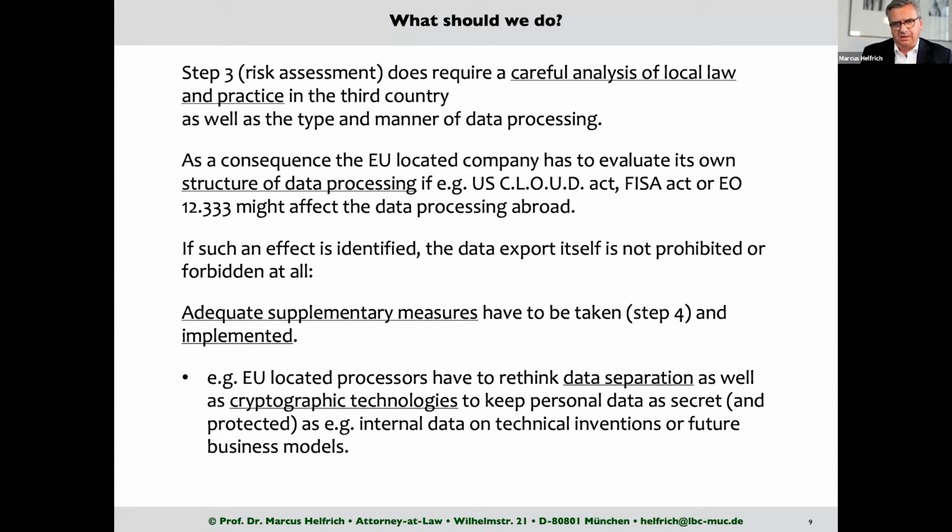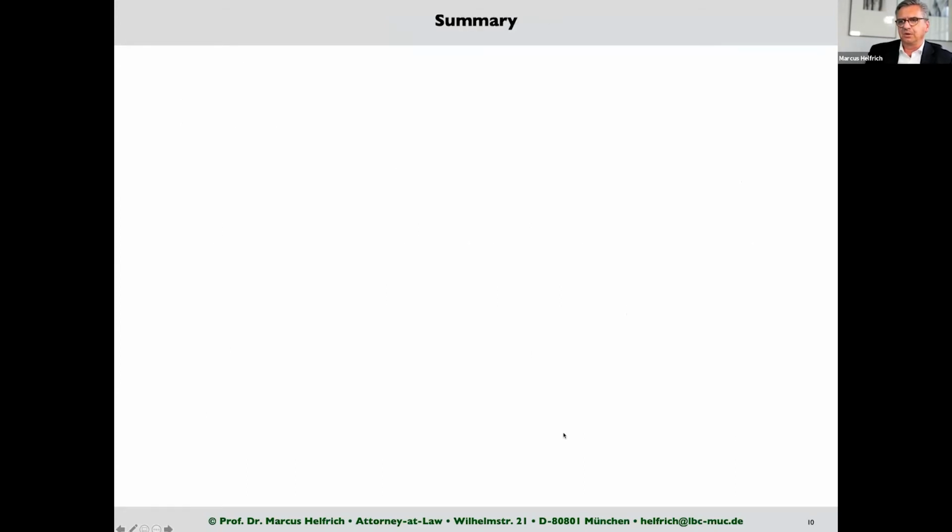So the thinking is that we should handle privacy matters and personal data in the same way we might handle inventions, technological assets, or papers dealing with future business concepts and so on. I think it's obvious to us that they should not be disclosed to any third party. So this is a similar approach that is connected with the idea of risk assessment within the GDPR context.